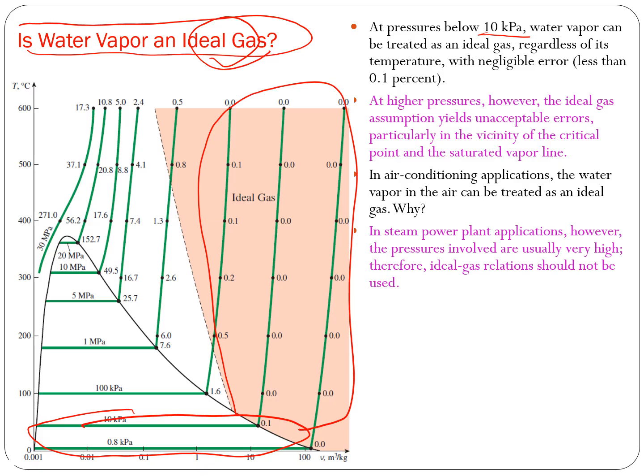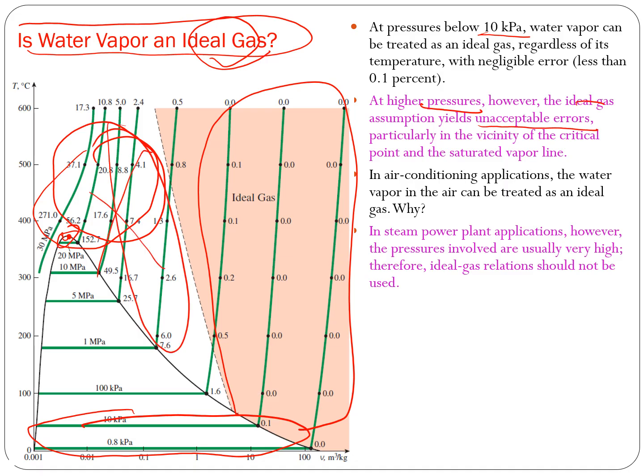But this is called the critical point. In the region close to this, and the superheated region at higher pressure, the ideal gas assumption yields unacceptable error, particularly in the vicinity of the critical point. So in this region, if you use the ideal gas equation to find the properties, pressure, temperature, and specific volume, it will not give you good results. The better option would be to either use the property table, or use the ideal gas equation with the compressibility chart. But for small pressure and high temperature, the ideal gas equation still gives you a good result.